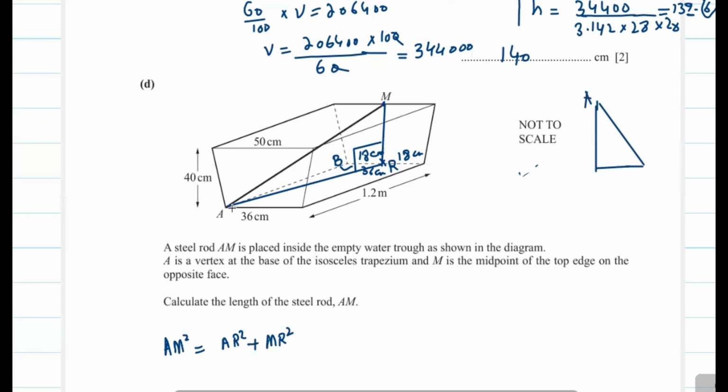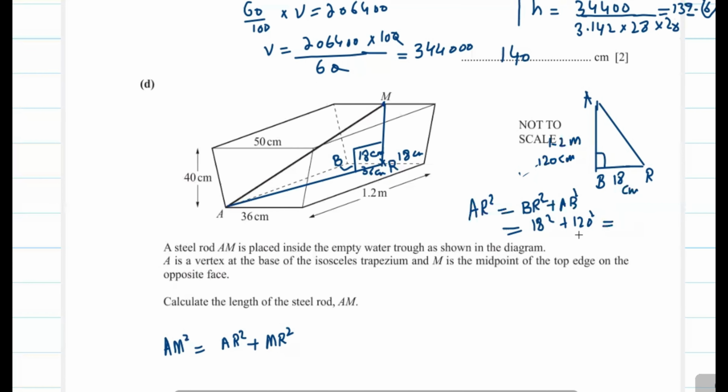Now I draw the triangle here. This is ABR. This length is 18, and this length AB is 1.2 meters. 1.2 meters you can write as 120 centimeters. Now this is 18 centimeters, therefore AR square will be equal to BR square plus AB square. Hypotenuse square equals base square plus altitude square, so that value becomes 118 square plus 120 square.